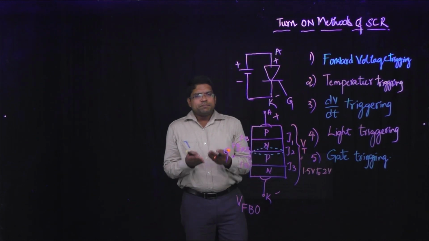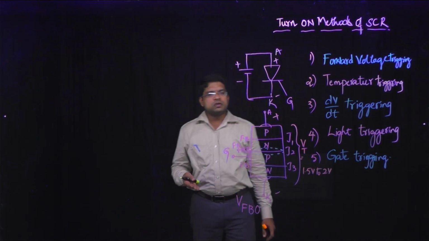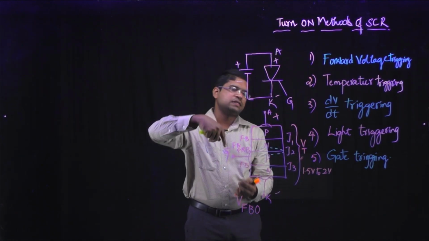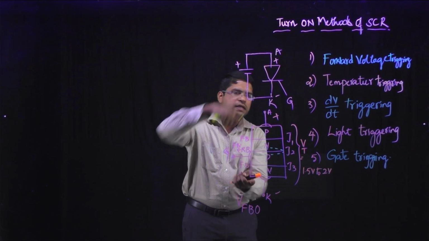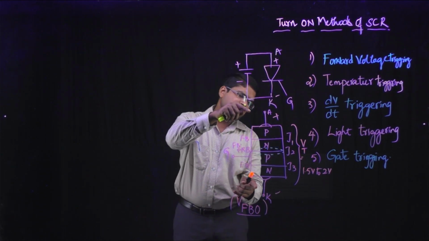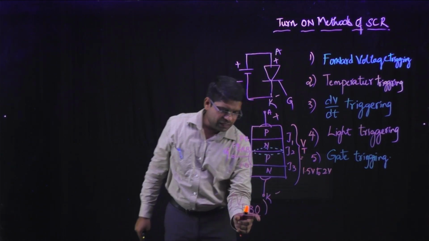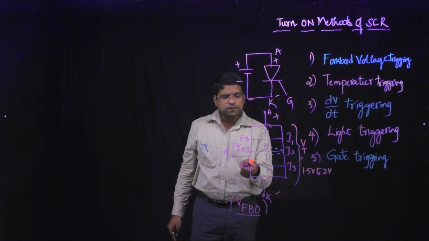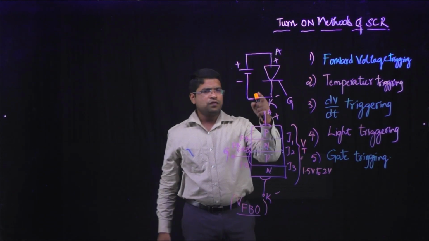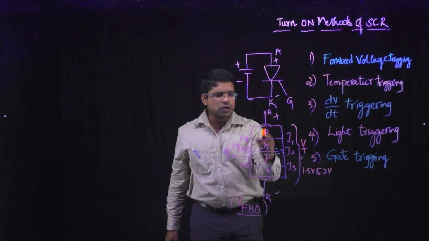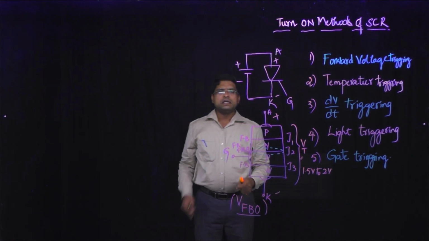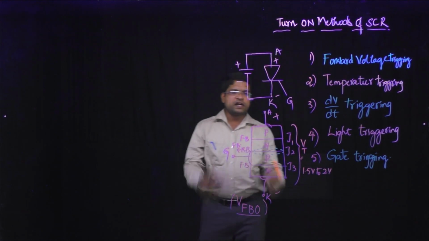In practice this method is not employed because it needs a very large voltage across anode and cathode. Also, once this high forward voltage applied across anode and cathode is greater than the specified forward breakover voltage rating of an SCR, there will be very high currents flowing from anode to cathode, which may damage the SCR. That is why practically this type of triggering is avoided.